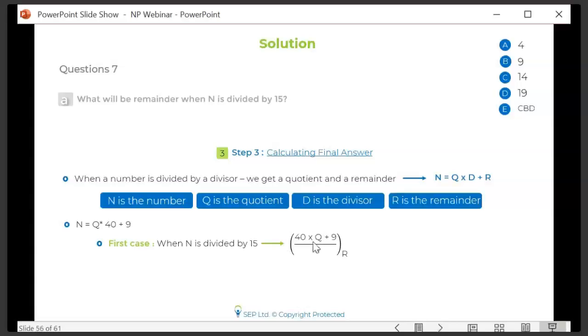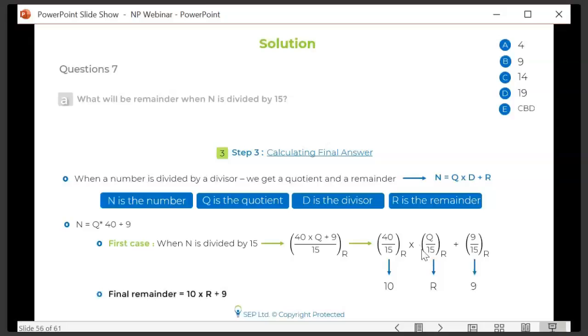So notice there's a multiplication sign here and an addition sign here, right? So split it into 3 different parts like this. Find out the remainder when 40 is divided by 15. You'll get 10, right? Now, do we know the value of q? No, we don't. So I don't know what remainder I will get when I divide q by 15. I'll simply write it as r. And when 9 is divided by 15, the remainder is going to be 9. So ultimately, I'll get 10 times 9 plus r. I'll take the multiplication sign here and the plus sign here and write it like this. And only by doing this, I can tell that I don't know the value of r. And since I don't know the value of r, I will not be able to find out my answer. Hence, the correct answer in this case will be CBD.